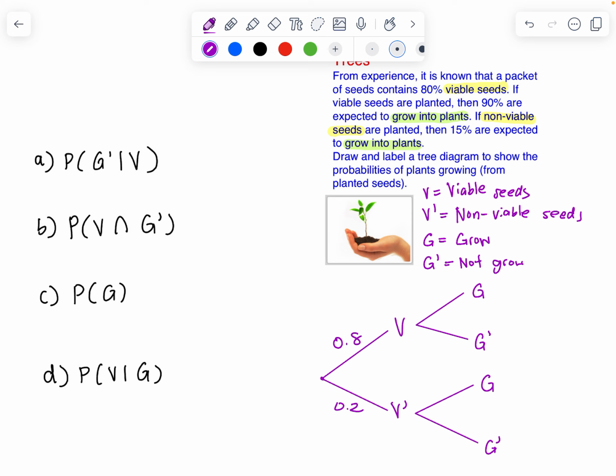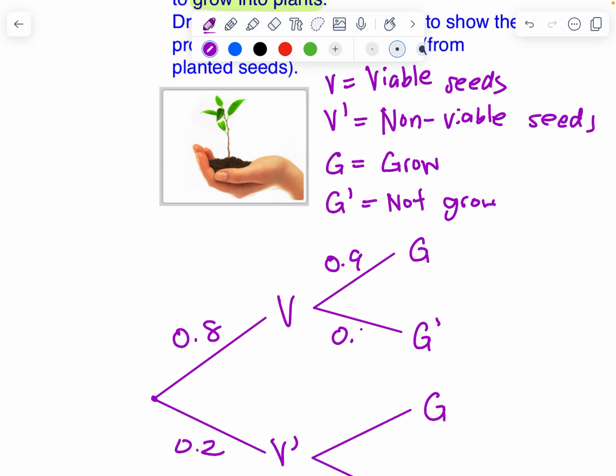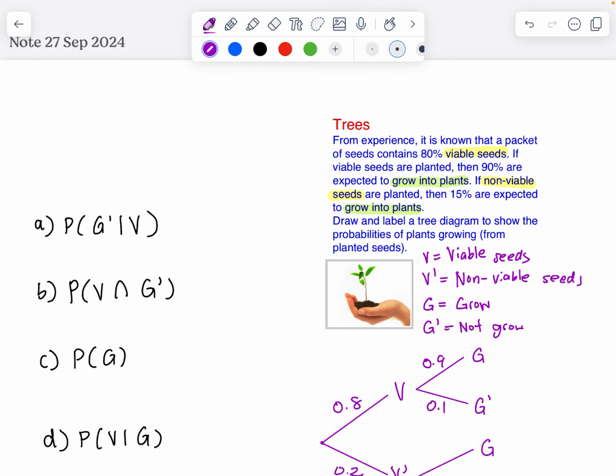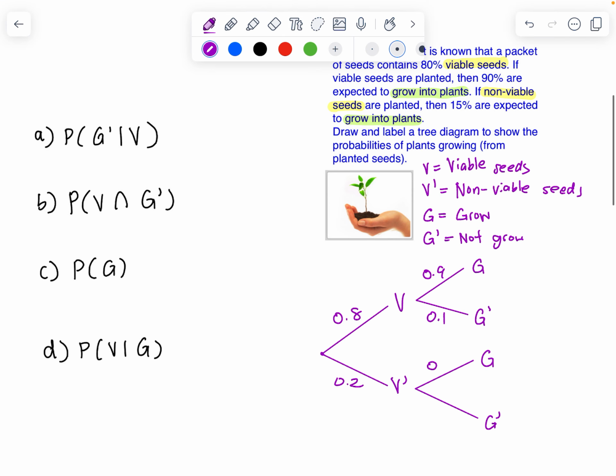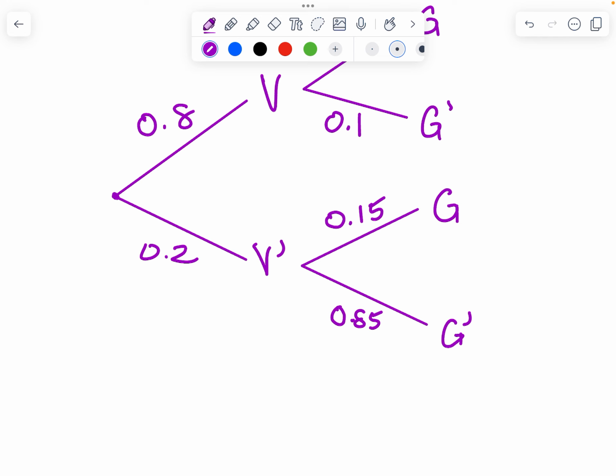So now to write in the probabilities, it says if viable seeds are planted, 90% are expected to grow, so 0.9. And the reason why I wrote it here was because it says if viable seeds, so it has to be from this branch, and then moving on. And so again, it doesn't say the probability that it will not grow into a plant, but again, we can just do the opposite. 100% minus 90% is just 10%. On the other hand, if non-viable seeds are planted, then 15% are expected to grow, so 0.15. And 100% minus 15% is 0.85.